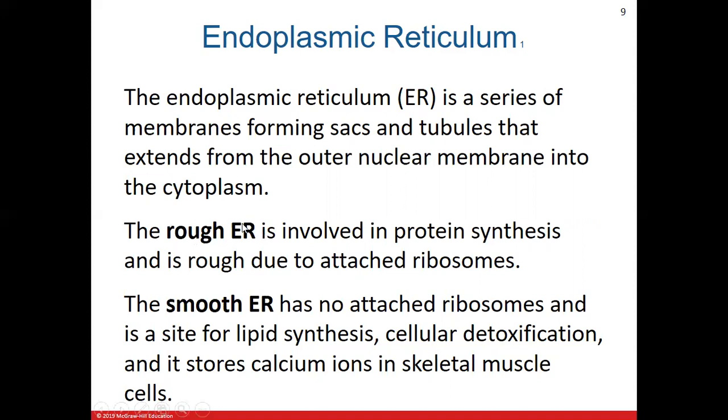And so the rough endoplasmic reticulum, because it has ribosomes attached, mainly functions to produce proteins. If there are no ribosomes attached to the endoplasmic reticulum, then it's referred to as smooth. And so if it doesn't have ribosomes, then it doesn't make proteins, and so it does other things. It can generate lipids, and so it can go through fat production or lipid synthesis. It can help with cellular detoxification, getting rid of some harmful chemicals in the cell, and it can actually store some calcium in a specialized type of endoplasmic reticulum that you'll find in muscle cells, and that'll be covered in a later chapter.